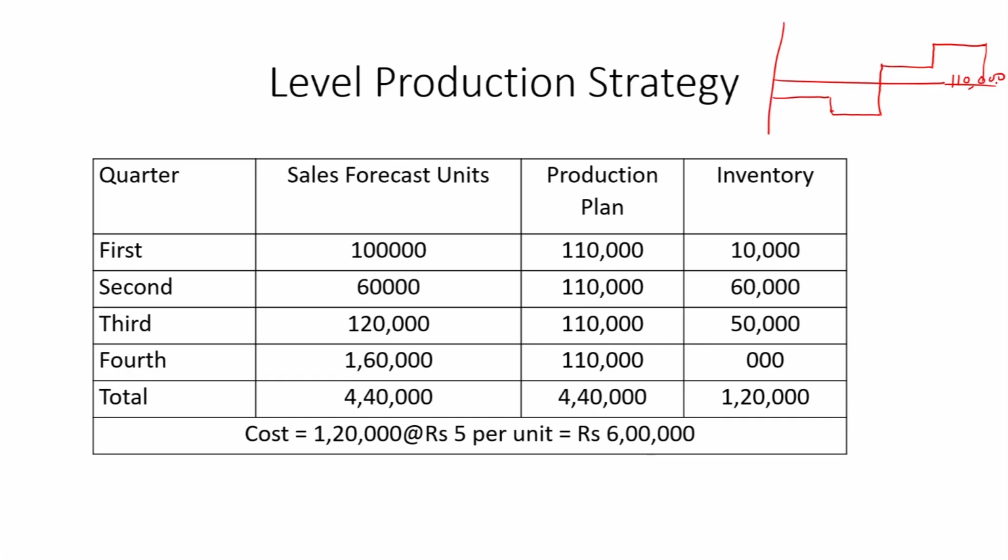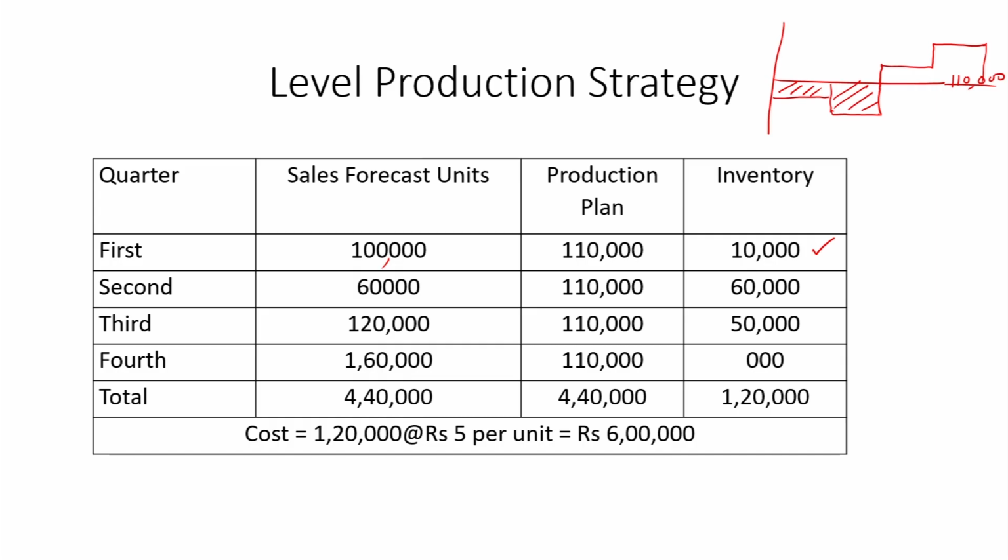So, what happens in the first quarter? Demand is 100,000, I am producing 110,000. So, there will be an inventory of 10,000 units. So, this much inventory of 10,000 units is getting created in the first quarter. In the second quarter the demand is 60,000, production is 110,000. So, 50,000 additional units are getting manufactured in this particular period. So, that is 60,000.